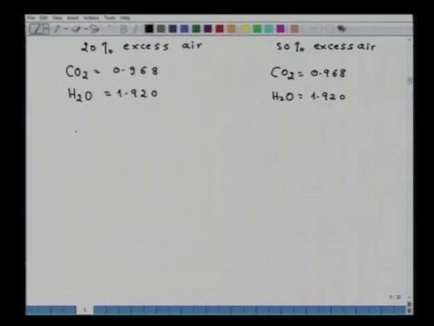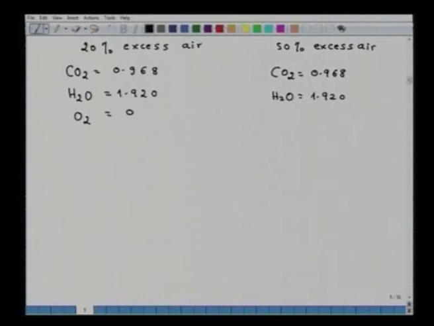Now, since I have 20% excess air, the products of combustion will have oxygen, and oxygen here will be 0.4, here oxygen will be 1 mole of O2, then nitrogen will be 9.056, and here nitrogen will be 11.31. Now, again I have to calculate the heat of combustion. Heat of combustion is not going to change, it will remain as it was in the previous case.